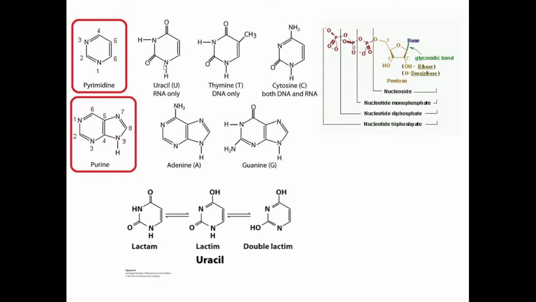The derivatives of pyrimidine are uracil or thymine with two oxygens on carbons, and cytosine with one oxygen and one amino group. And you know that thymine is a component of DNA, uracil is a component of RNAs. And the purine bases are the amino derivative adenine and the amino and oxy derivative guanine.